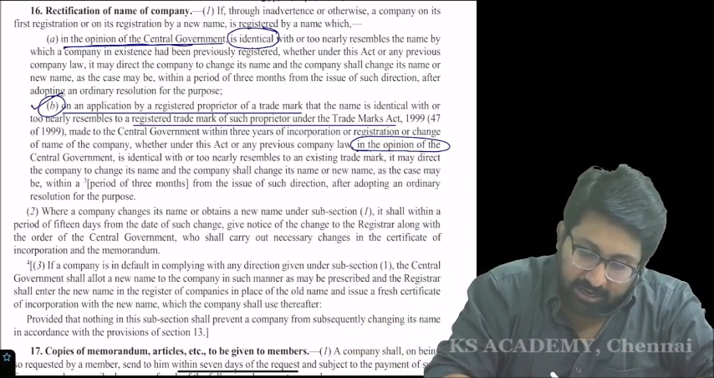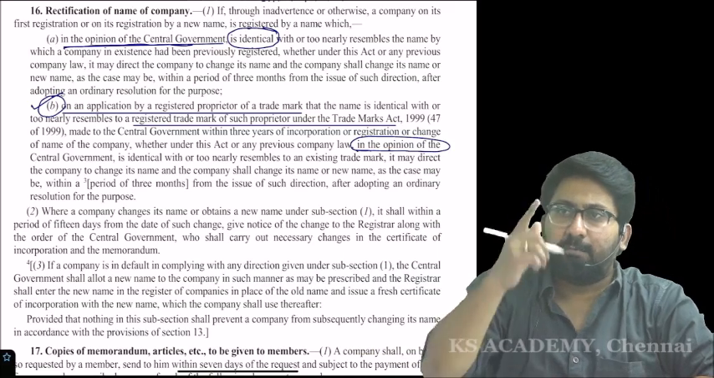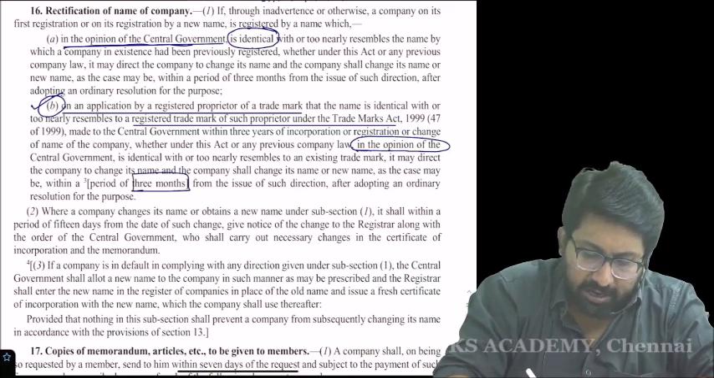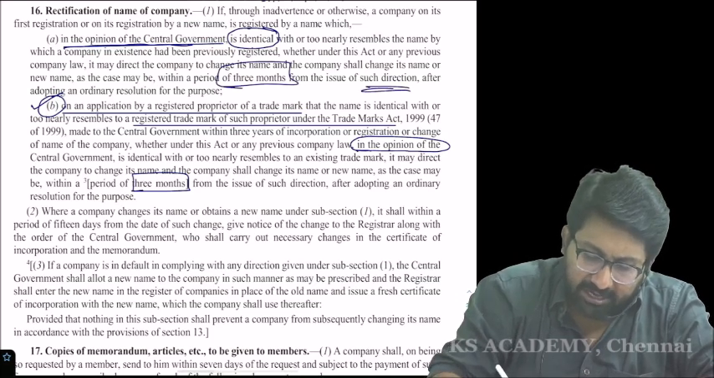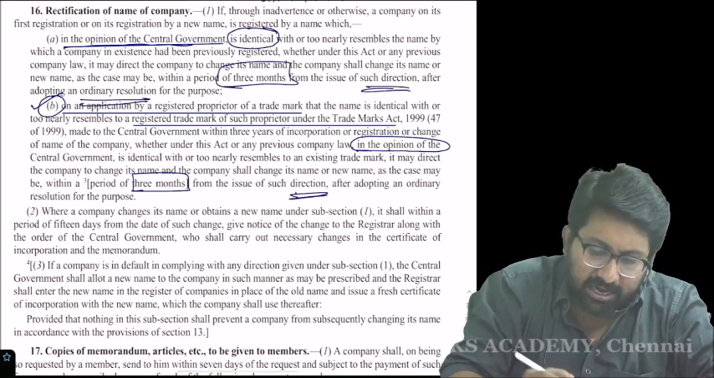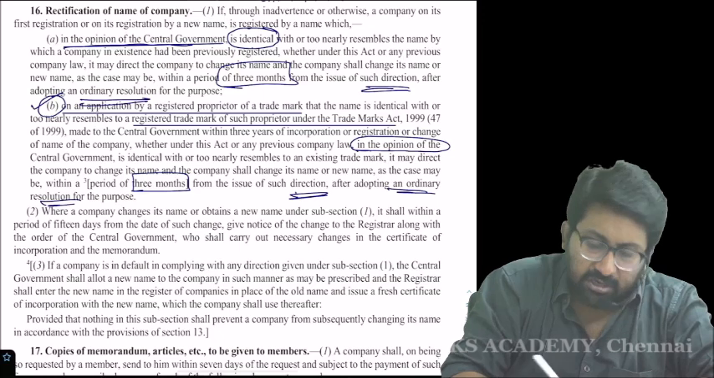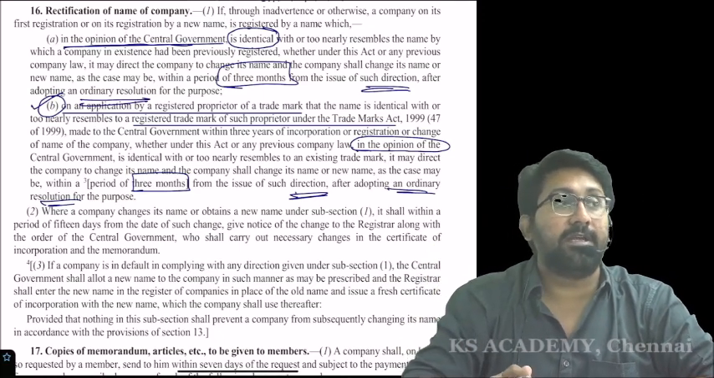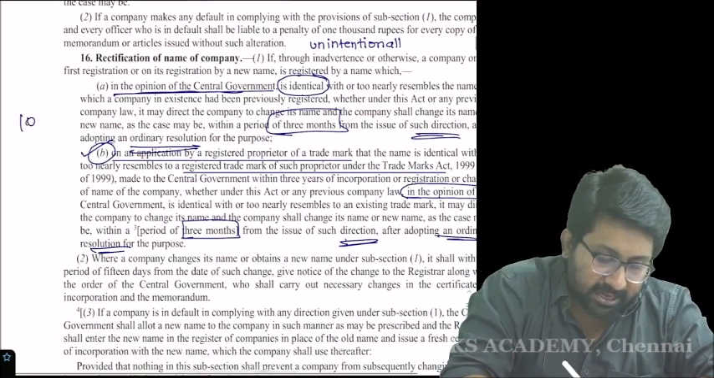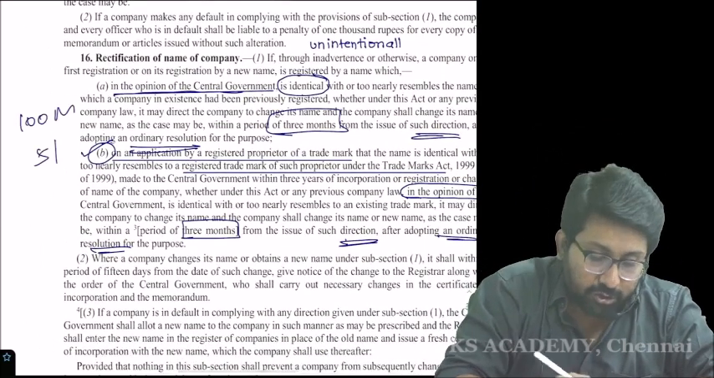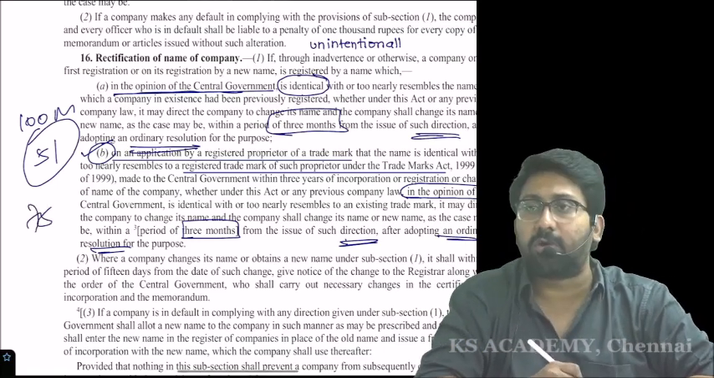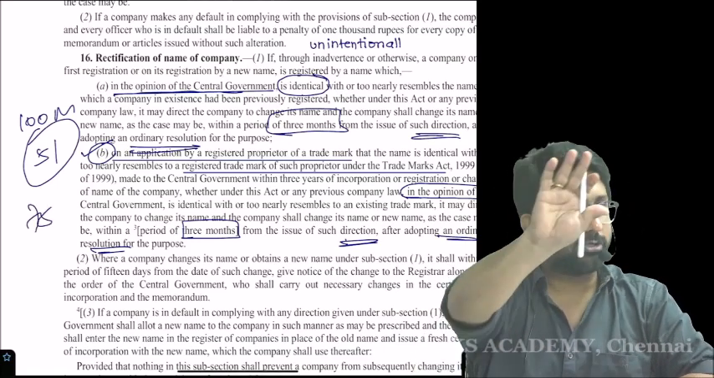If identical, then it will ask to change the name. In both cases, an amendment is made. Within how many months? 3 months from the date of direction, you should pass an ordinary resolution. Ordinary resolution means simple majority. What is called a simple majority? 100 members are there in the meeting. 51 should vote in favor. This is called ordinary. 75 should vote for special. Understood the point?